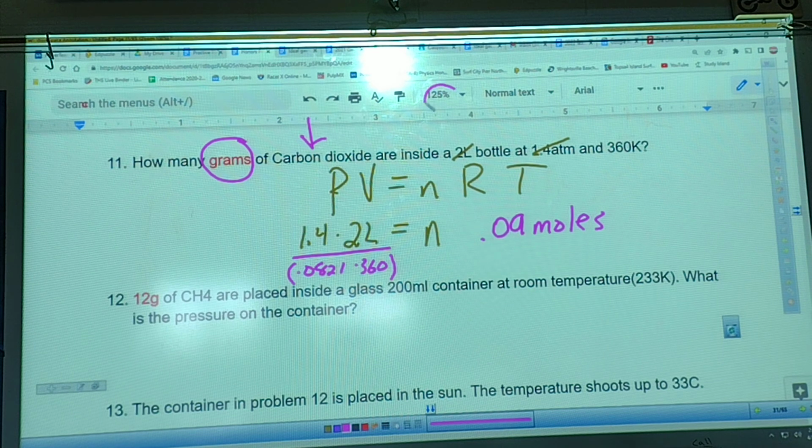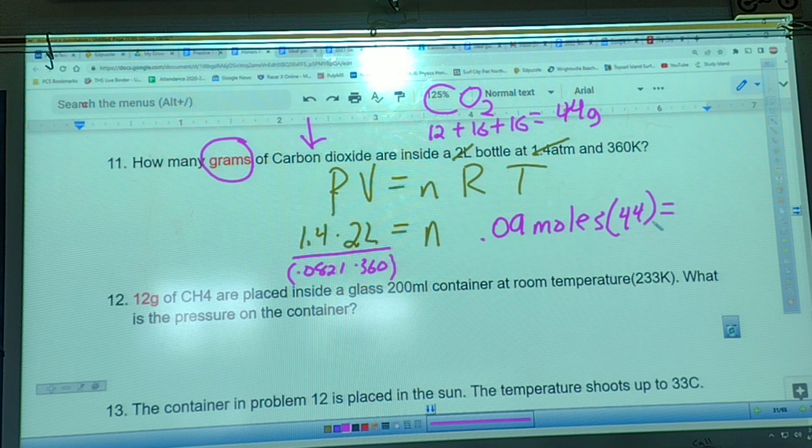Carbon dioxide, we know, is CO2. That's going to be 12 plus 16 plus 16. That is 44 grams per mole. So if we have 0.09 moles, 0.09 or 9% of 44 grams. So we take our answer and hit times 44 equals 4.17 grams.